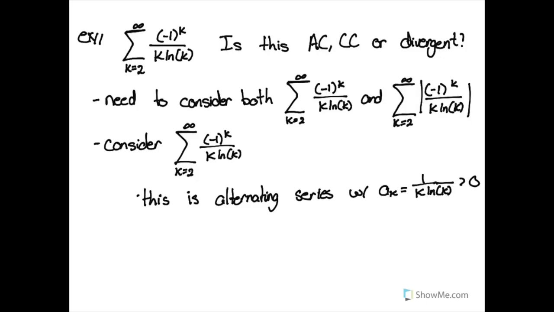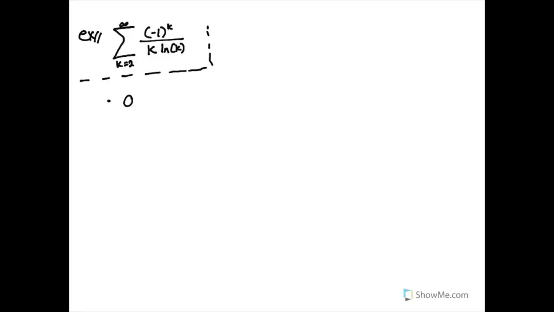So we can try using the alternating series test, and for the alternating series test, we need to check two things. We need to check that the sequence ak is strictly decreasing, and we need to check that the limit of that sequence is 0. So let me go to the next page, and let me actually write the series in a corner here. ak is equal to 1 over k ln k, and we want to show that this is strictly decreasing.